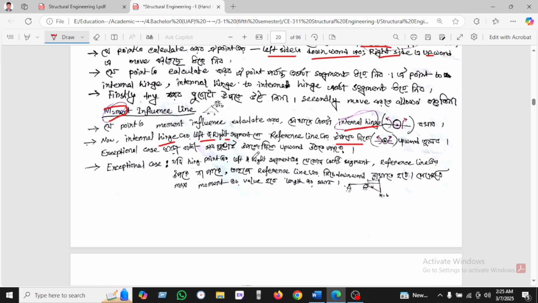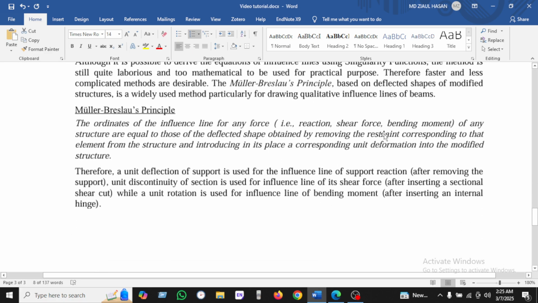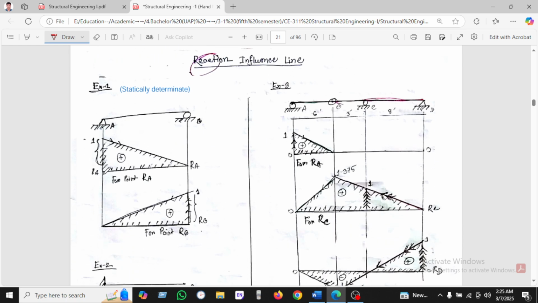And what is Müller-Breslau? Müller-Breslau said that we consider the support reaction after removing the support. So we'll remove the support and put a displacement. Now we calculate the reaction RA. We remove the reaction and apply an upward unit displacement of 1, and then we can see this will go down. And if we calculate the reaction at point B, then we apply an upward unit displacement of 1, then it will go down.